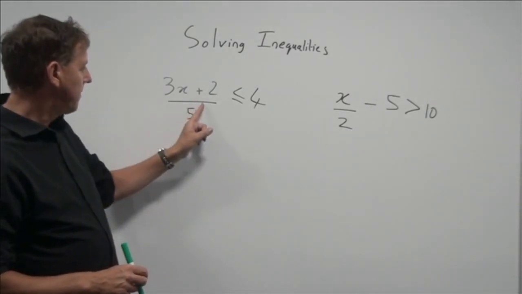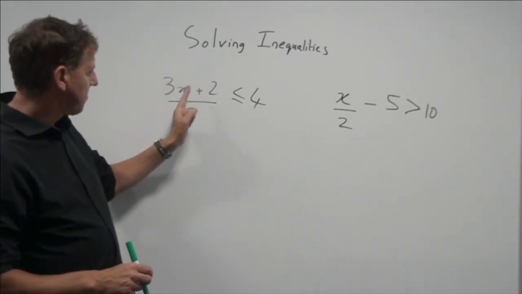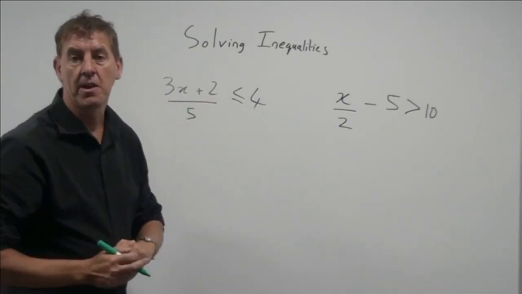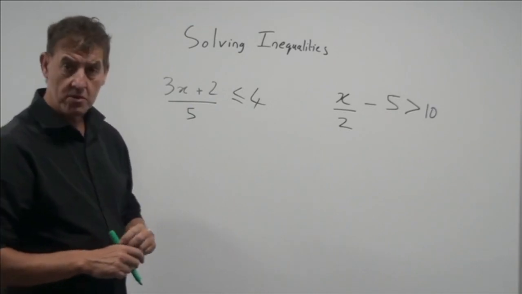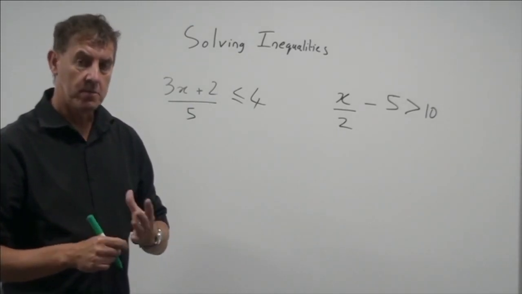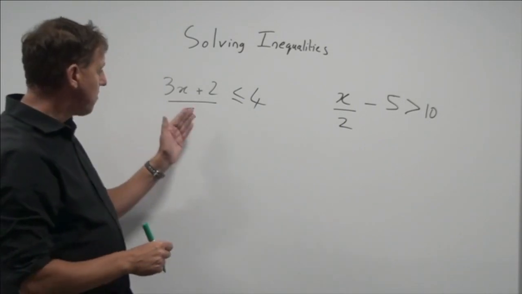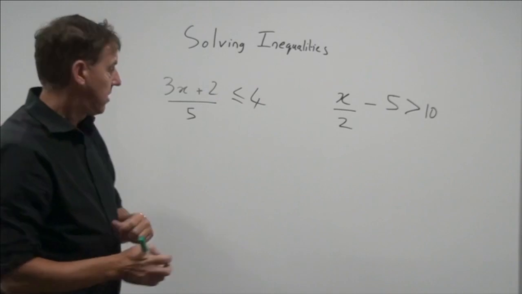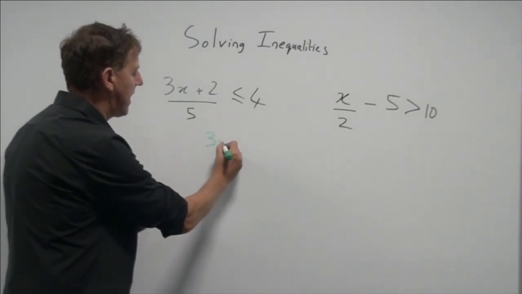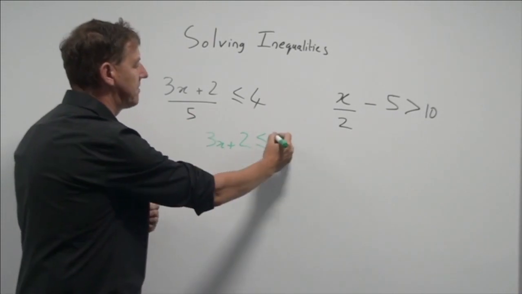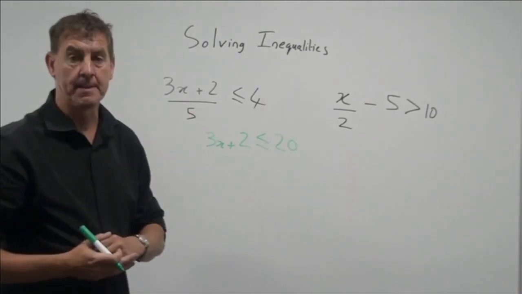So first thing, we cannot get at that times by 3 and add 2 because it's all divided by 5. So the first thing we must remove is the divide by 5. How do we remove divide by 5? Well, we do the opposite, which is multiply this side of the inequality by 5. So we end up with 3x plus 2 less than or equal to 4 times 5 is 20.